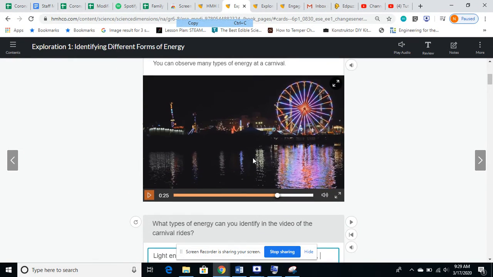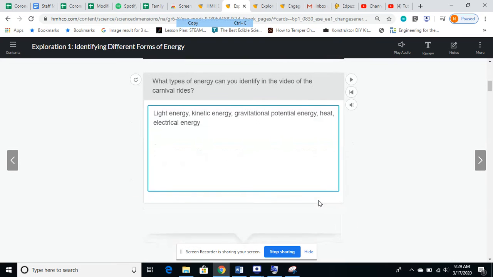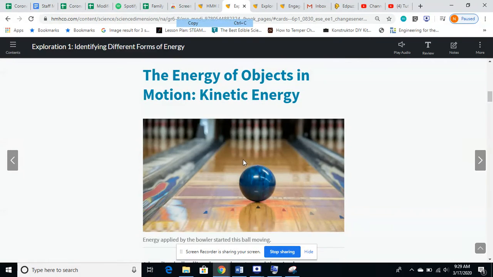Again, I'm grading these on effort, so just keep up the hard work. Anything else here? Again, we have lights, so there's probably some heat, right? These lights are powered probably by electrical energy. That's some pretty cool stuff there.